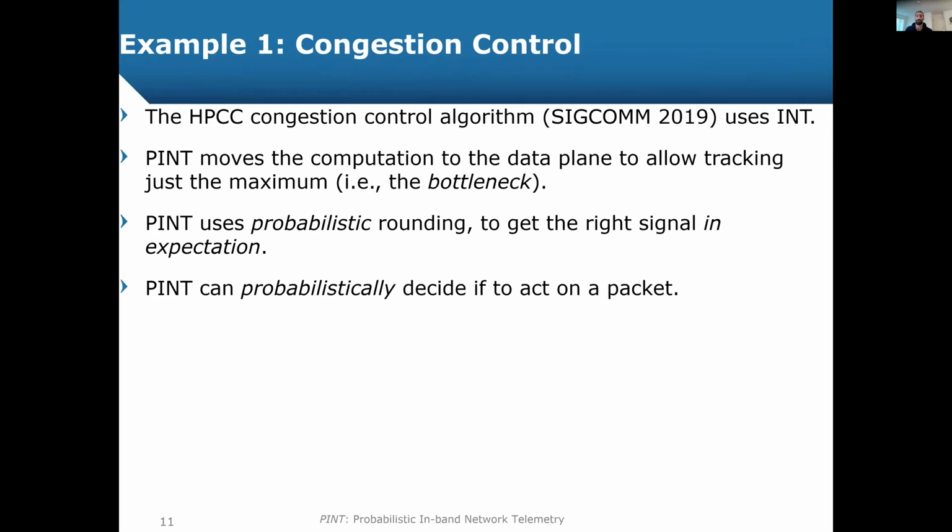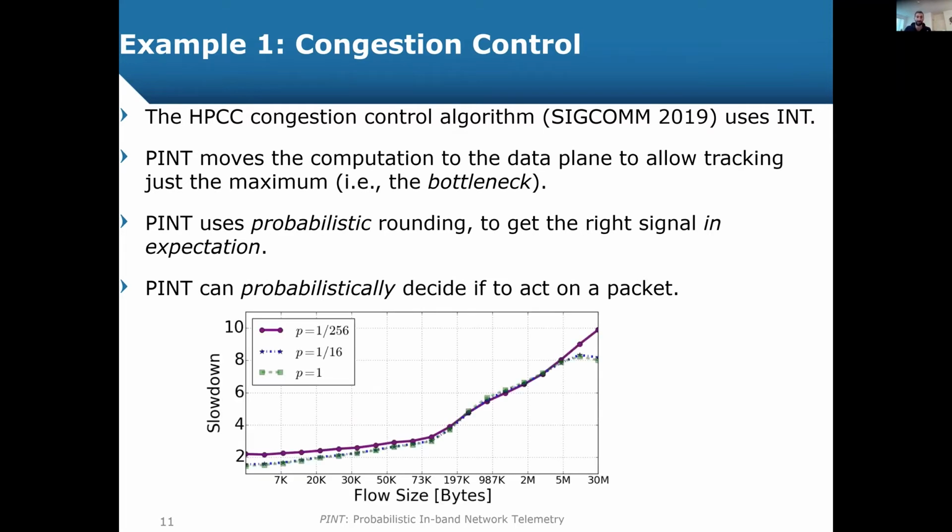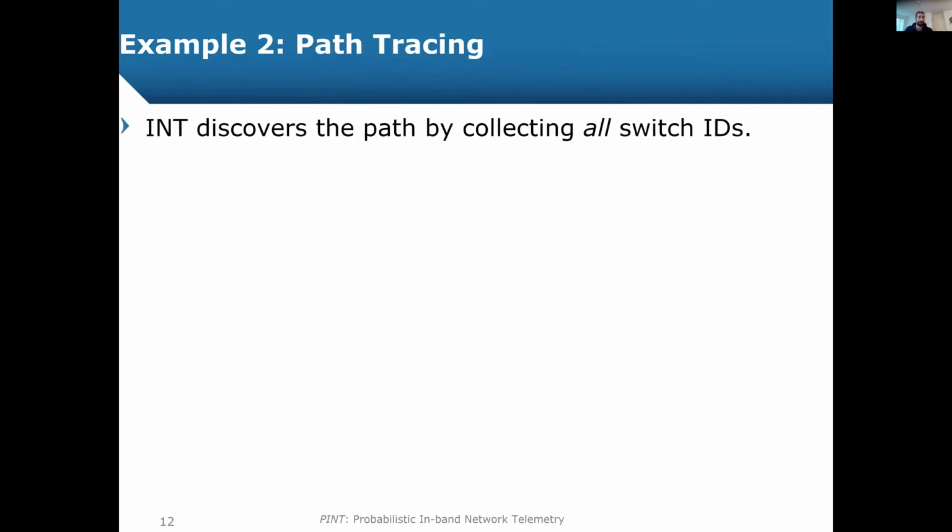PINT also can probabilistically decide whether to act on a packet. And the idea here is that we may want some of the packets to serve other queries. And what we saw is that we can, for example, run HPCC with a feedback that comes in about 1 in 16 packets and still get comparable results. And the reason for that is we will still get multiple feedbacks per sending window, so it doesn't affect the performance by a lot.